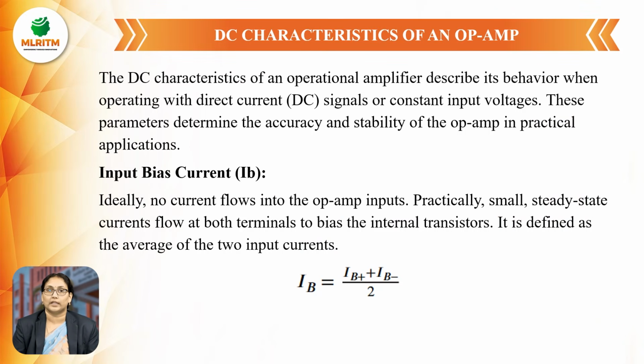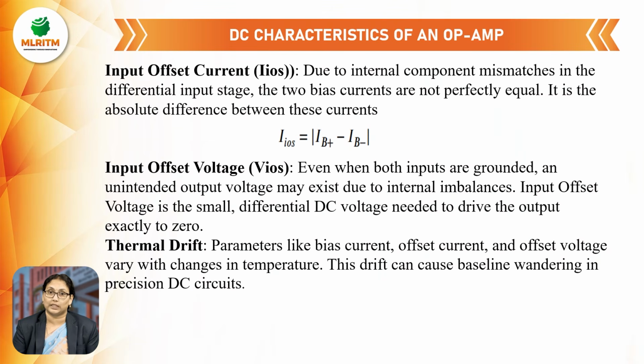Coming to the DC characteristics of an operational amplifier. The DC characteristics of an operational amplifier describe its behavior when connected to DC, direct current signals, or constant input voltages. These parameters determine the accuracy and stability of operational amplifiers in practical applications. The DC characteristics of operational amplifiers are input bias current, input offset current, input offset voltage, and thermal drift.